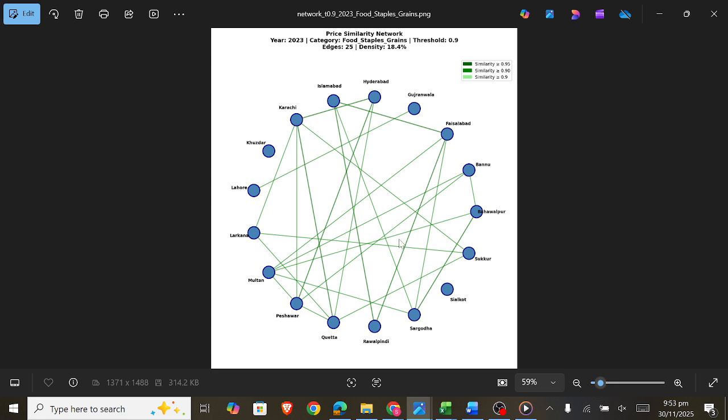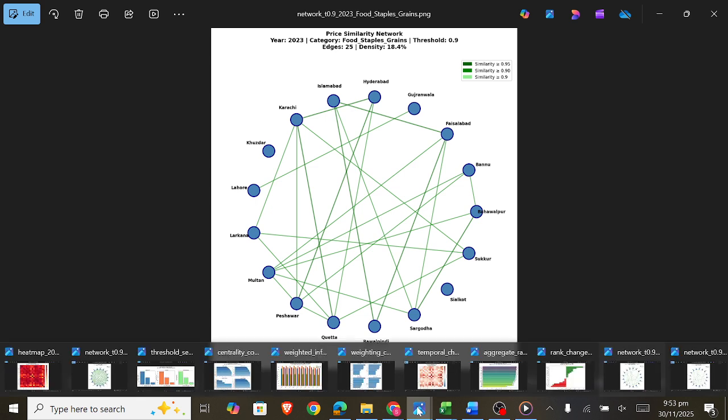Networks, can you show me? Here we display this network graph showing cities as nodes with edges representing connections. We define a relation: cities i and j are connected if their cosine similarity is greater than or equal to threshold tau. We analyzed 4 different thresholds: 0.8, 0.85, 0.9, 0.95.